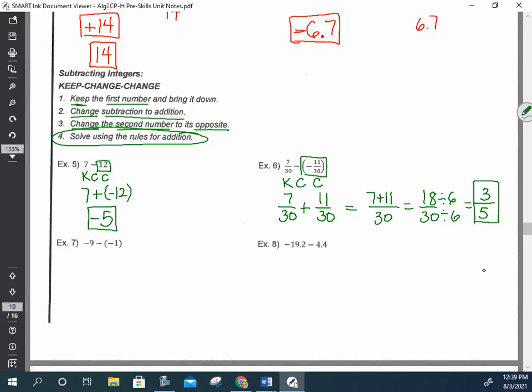Example 7. Keep the first number, change subtraction to addition, change the second number to its opposite, so that becomes positive 1. So we're at negative 9 plus 1. So 9 minus 1 is 8. The bigger number was negative. So negative 8 is your final answer.